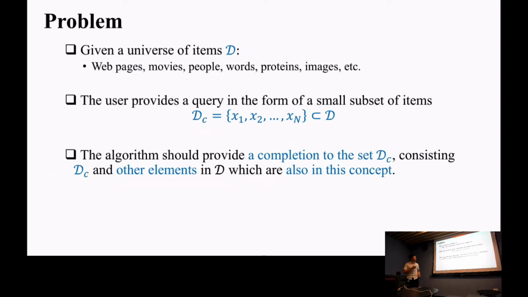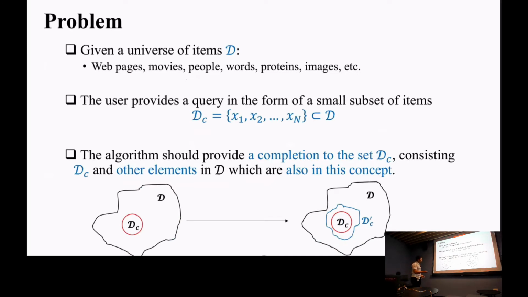Okay, so conceptually it can be illustrated like this. You have a universe of items, and then you have a query set. The expected output is a completion of D_C, in which D_C prime also includes D_C plus other items in D, and they should share the same concept.